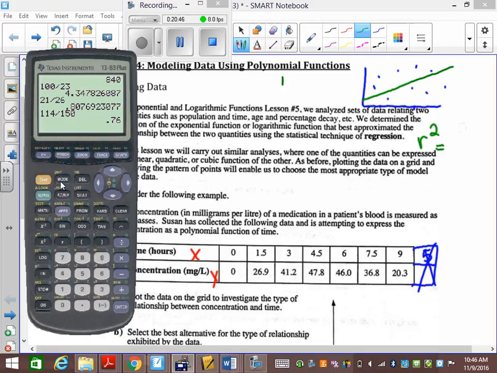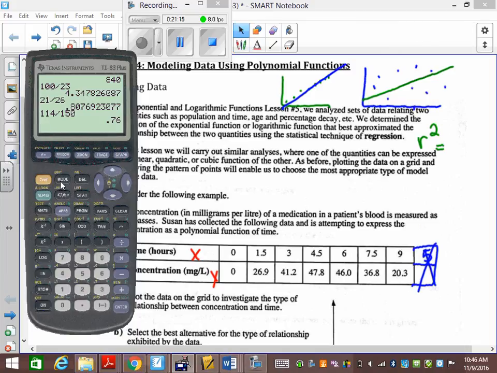So if I had something like this instead, and it did a line, which one would have a higher correlation coefficient, an R-squared value? This one here, because more of the points fall on this line. So this would have a higher one, which would mean it would be closer to 1. Closer to 0 is not true. Okay, so how do we turn that lovely thing on?